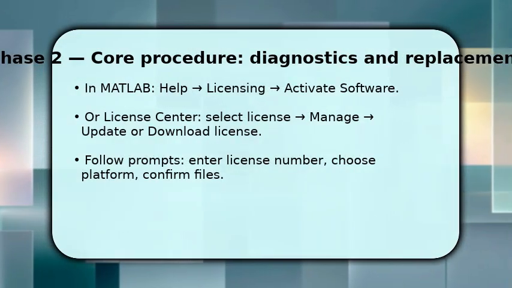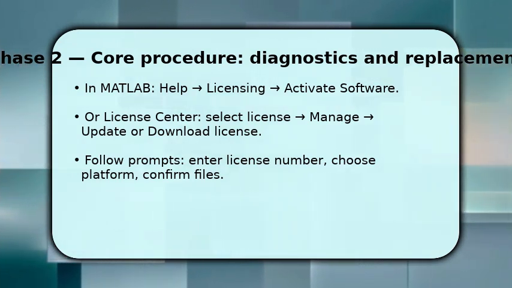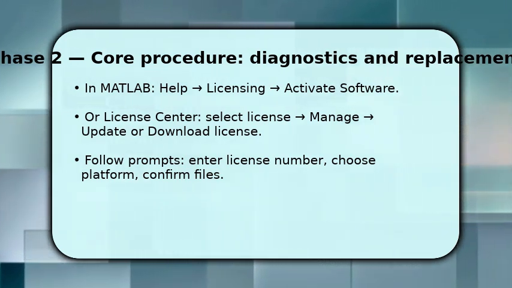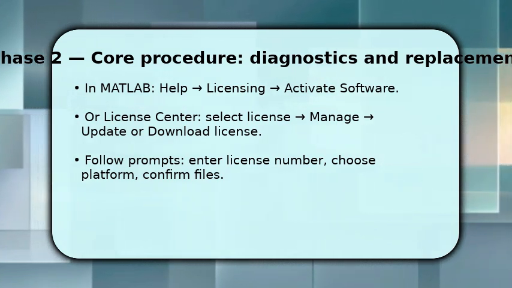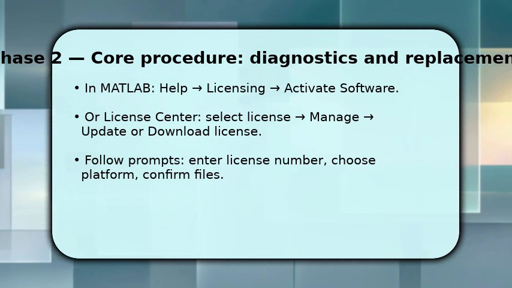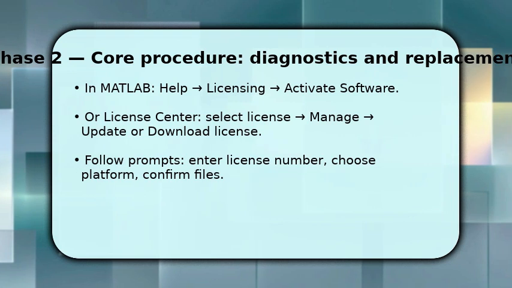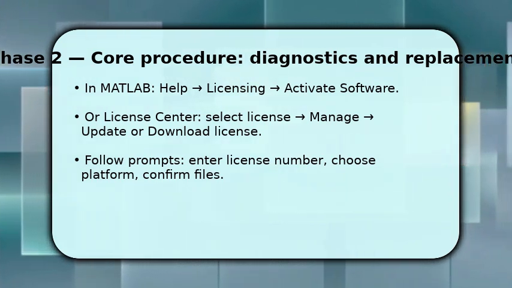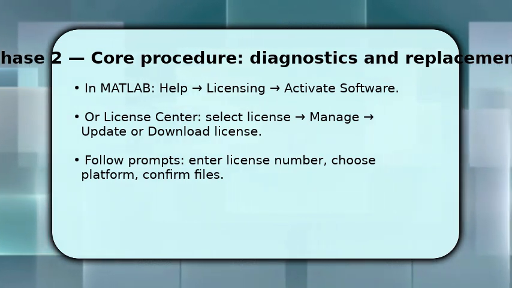Next, you perform the core steps. If you're in MATLAB, choose Help, then Licensing, then Activate Software. Otherwise, sign into the License Center and select Manage for your license. Once there, enter the license number and confirm the platform, Windows, macOS, or Linux, and select Update or Download License. You'll be prompted to replace the existing license file or install a network license manager. Follow each dialog carefully, because choosing the wrong platform stops MATLAB from starting.